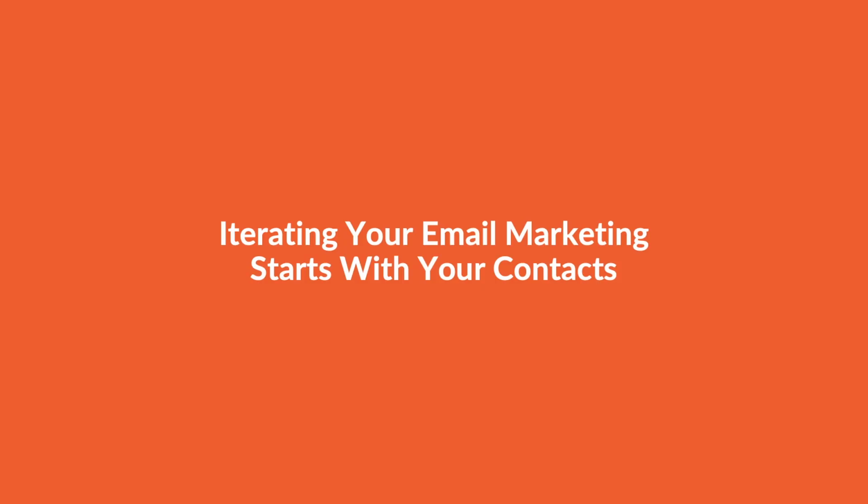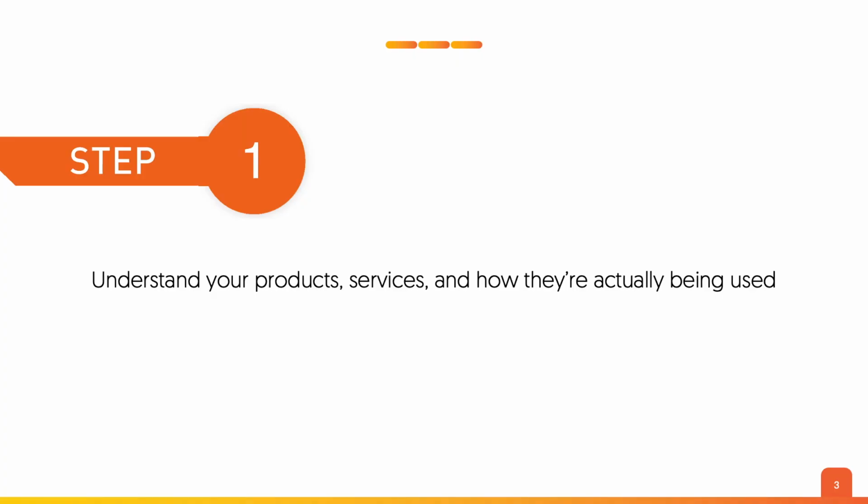Iterating your email marketing starts with your contacts, and there's really 5 steps, and I'm just going to quickly go over the 5 steps, and then we're going to go in depth on what you really need to do to tweak and test so that way you can maximize your revenue from email marketing. Step 1 is understand your products, services, and how they're really being used. That way, you can figure out what messaging you need to put to maximize your sales.